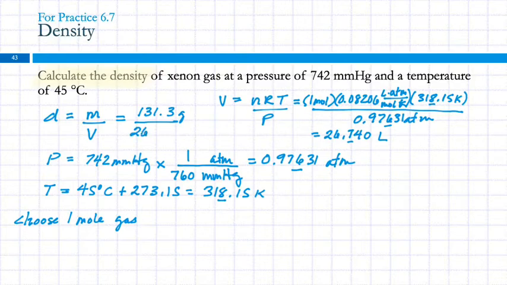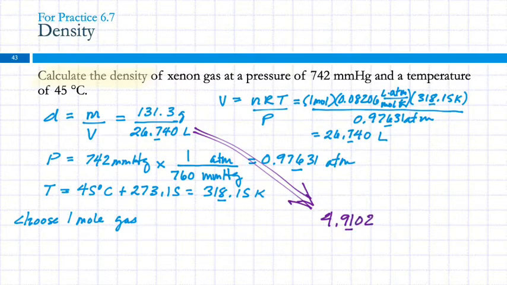So I plug the volume in over here. 131.3 divided by 26.740. It's just poor planning overall on this slide. 4.9102 grams per liter. 4.91 grams per liter.